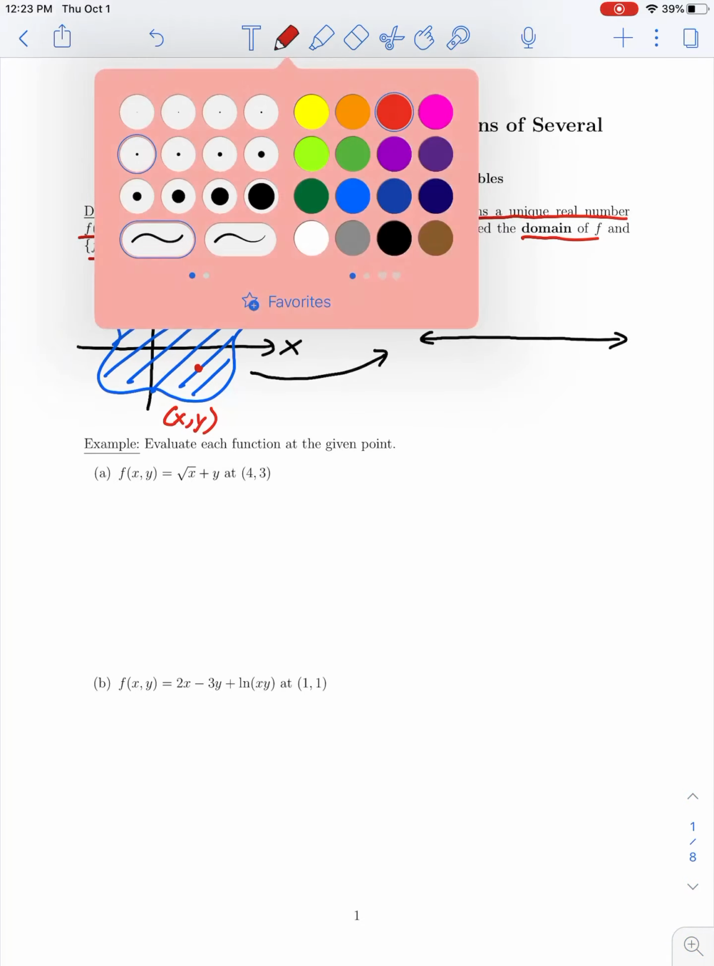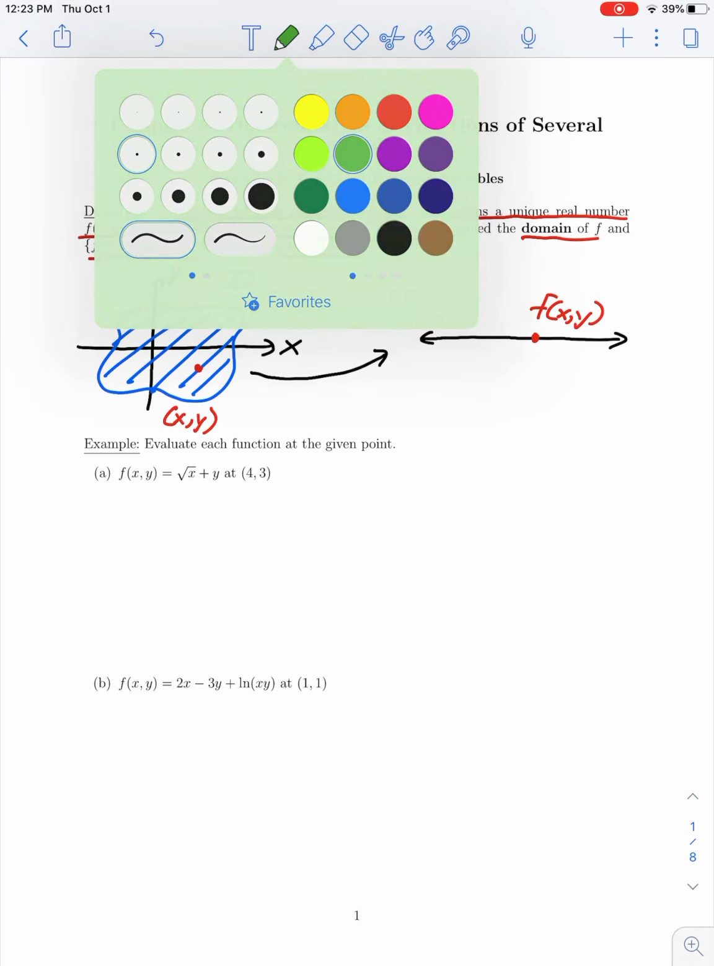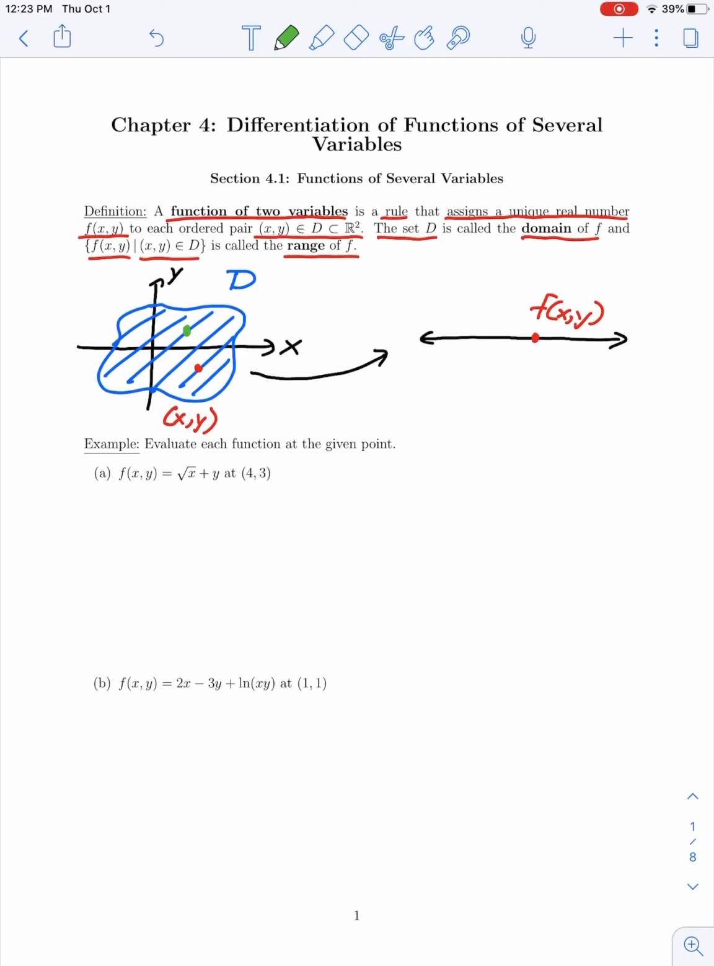So on the number line, we have some output, which we would denote as f of x, y. Or for other points in our domain, let's say some point maybe a, b, we would have a different output, which we would denote as f of a, b. In this function, f is the function which gives us a rule by which we assign real numbers to each of these points in our domain.